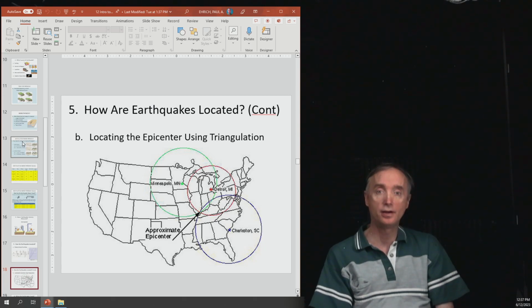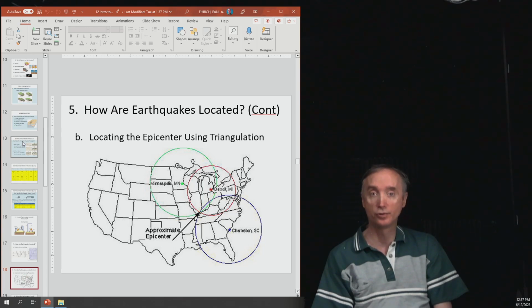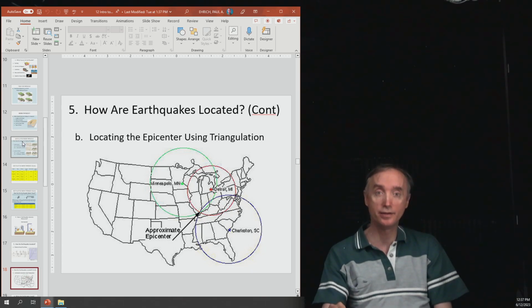And then the idea of you have to have three seismic stations in order to be able to locate the epicenter. So that's going to be called triangulation. Triangle, three sides. You need three seismic stations to be able to locate the epicenter.